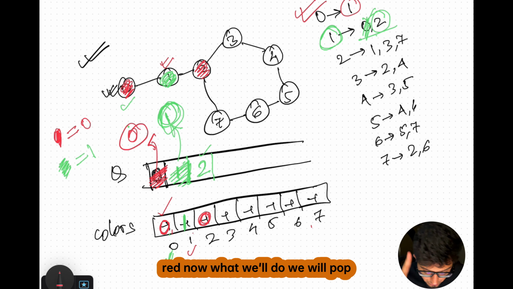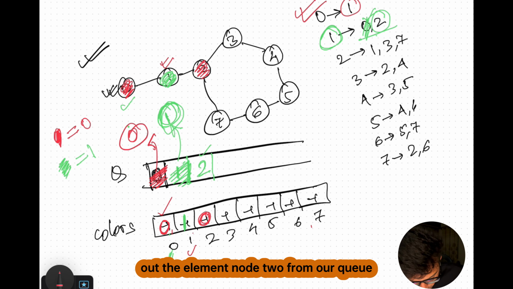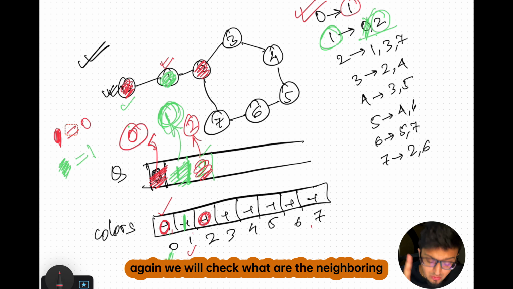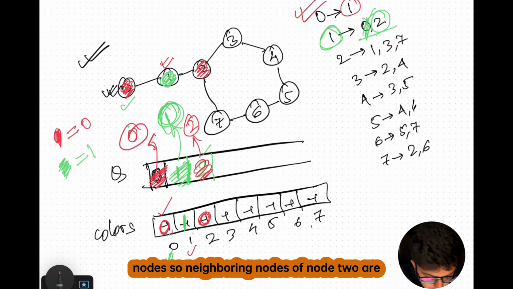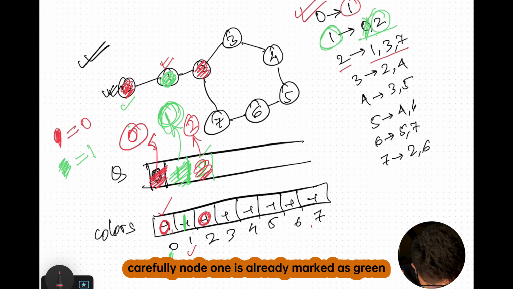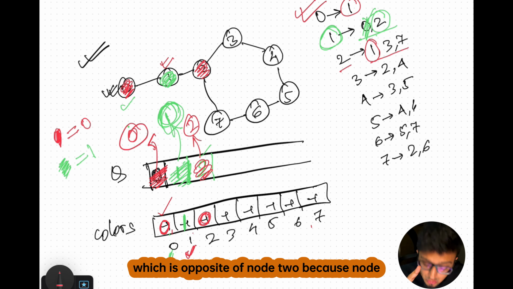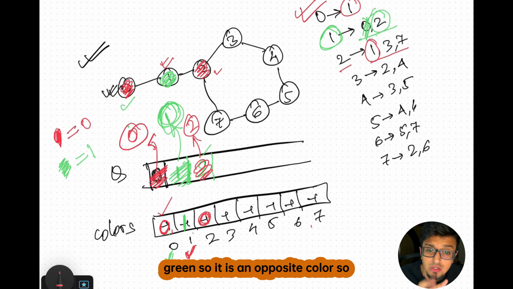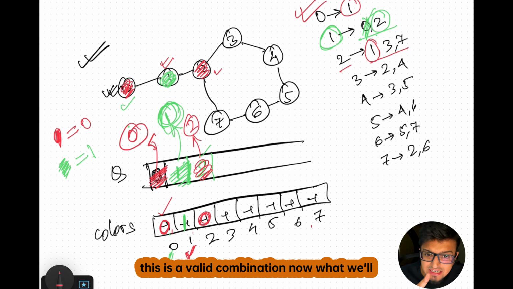Now we will pop out the element node 2 from our queue. So node 2 comes out over here, and again we will check what the neighboring nodes are. Neighboring nodes of node 2 are 1, 3 and 7. Here if you look carefully, node 1 is already marked as green, which is opposite of node 2 because node 2 is red. Node 1 is green, so it is an opposite color. So this is a valid combination.